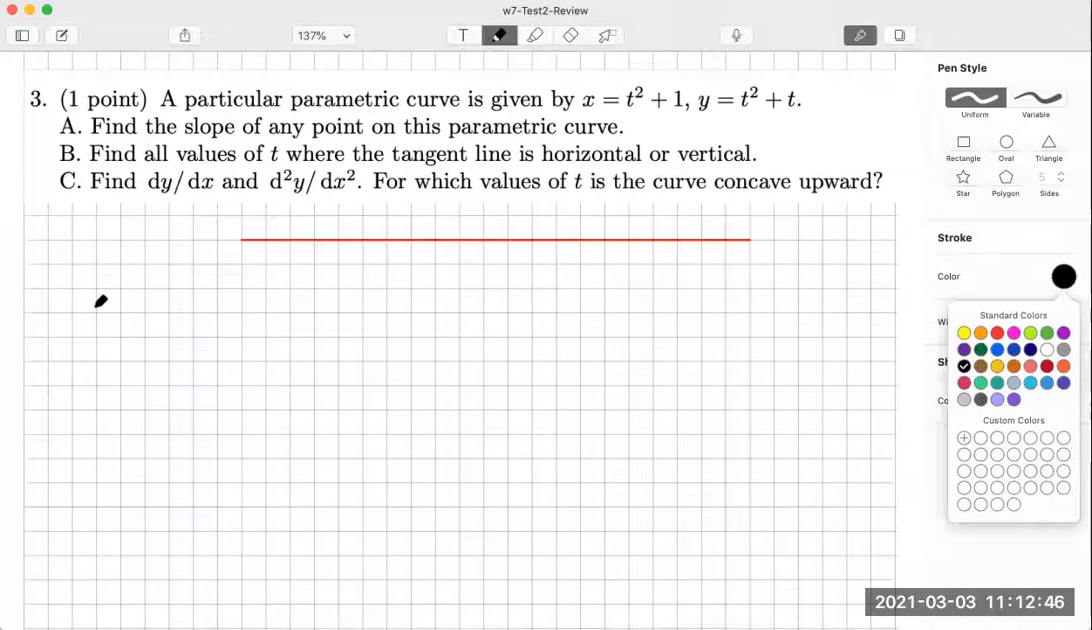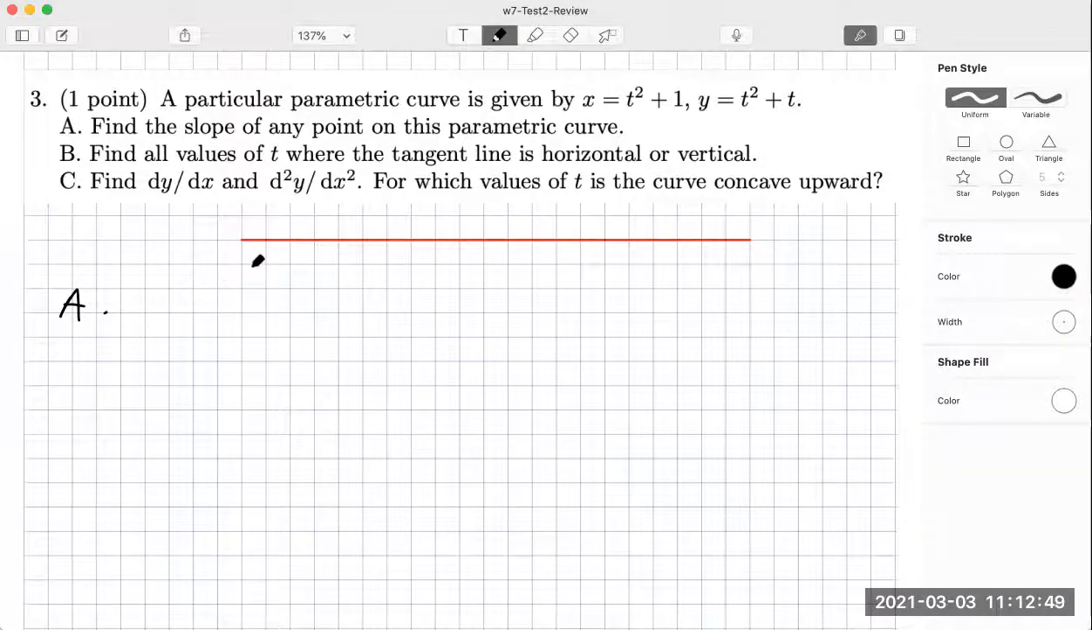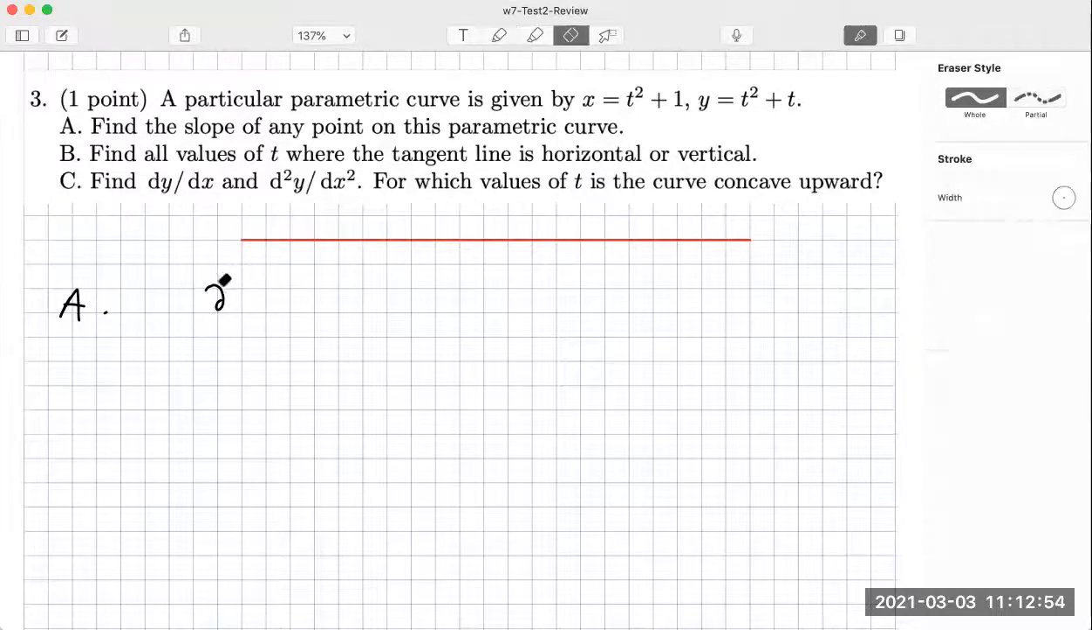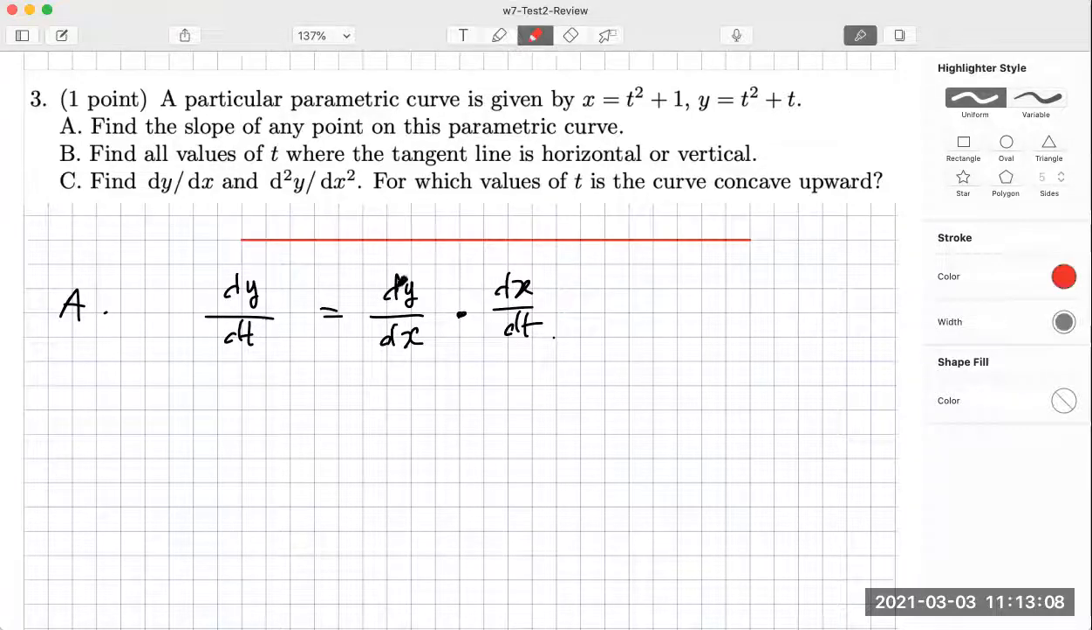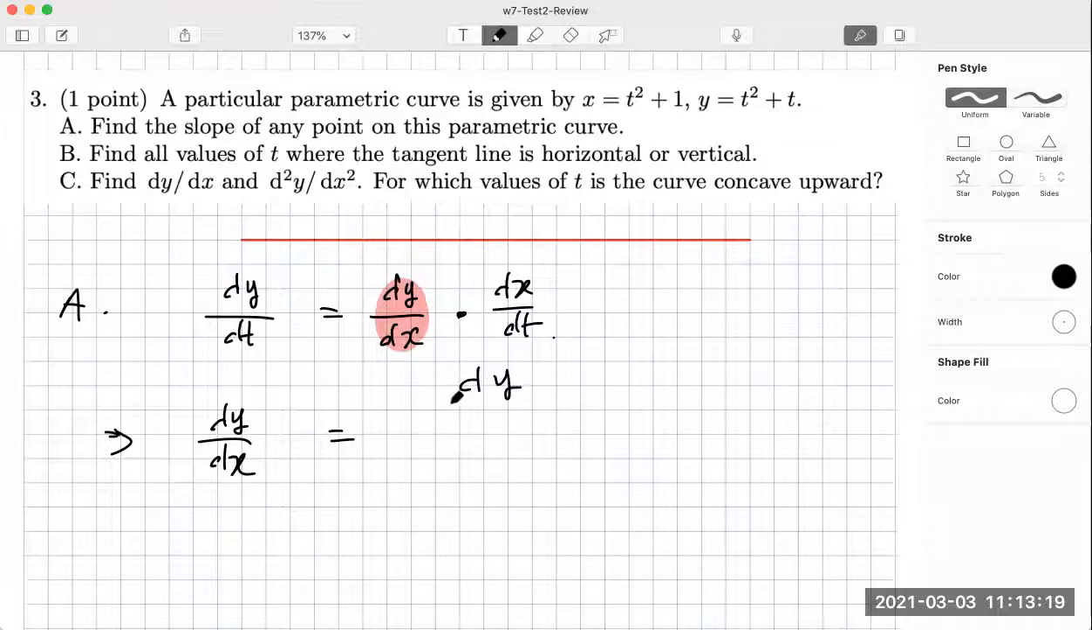In order to find the slope, by the chain rule, if we take the derivative dy over dt, it will be dy over dx times dx over dt, right? It is a product. So the slope is this guy, dy over dx. Therefore, we have the formula dy over dt divided by dx over dt here.